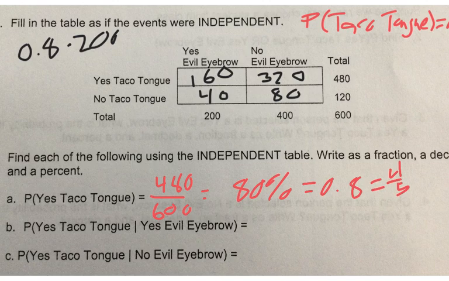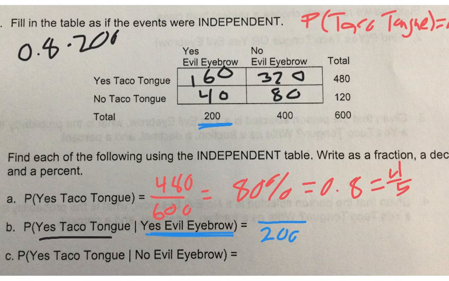So here, if I'm looking at the probability that they said yes taco tongue, given I'm looking at the yes evil eyebrow people, what's my denominator? The people that are in yes evil eyebrow, which is 200. Right, I'm looking at this column. So the ones that are yes evil eyebrow are 200.